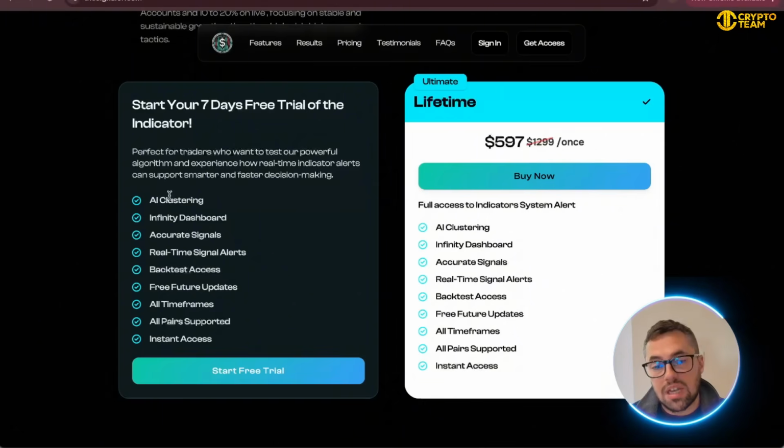But obviously the signals are what you want to pay attention to. They're very accurate. There's a lot that they give out, and obviously you could be making money with this.